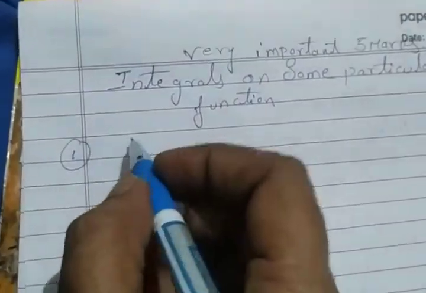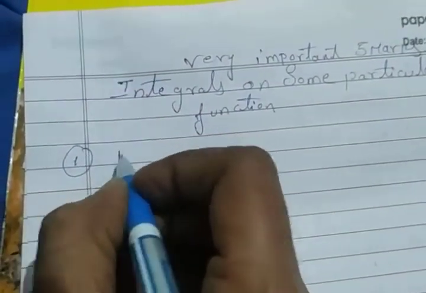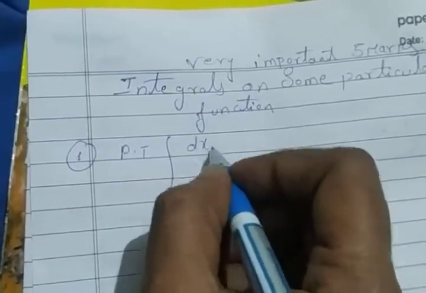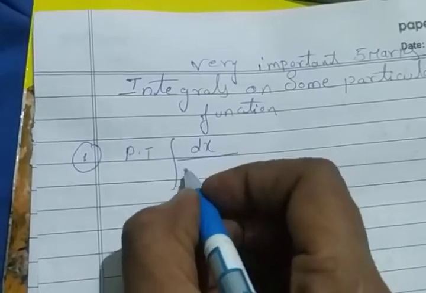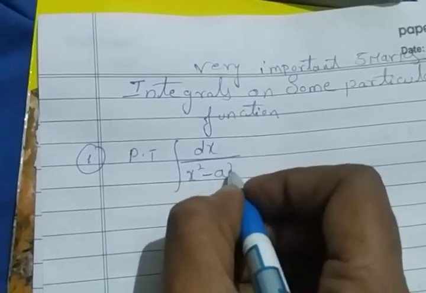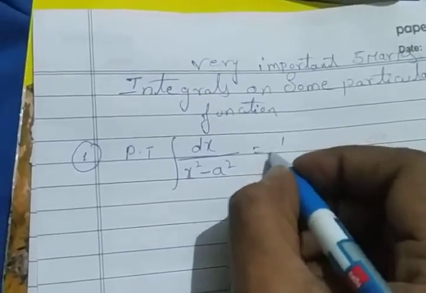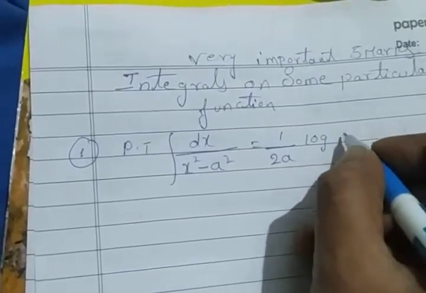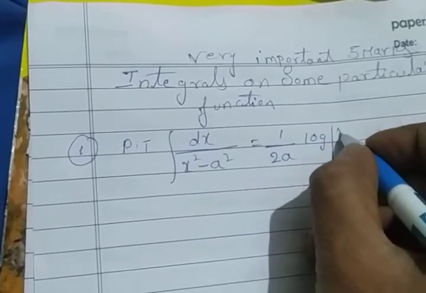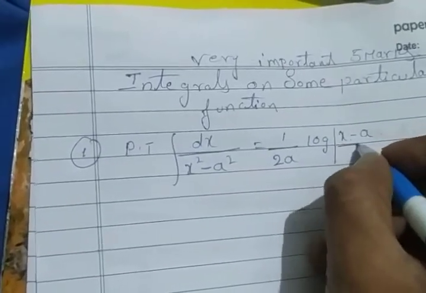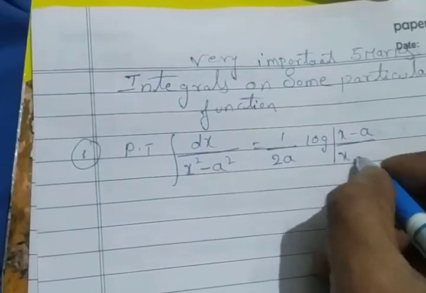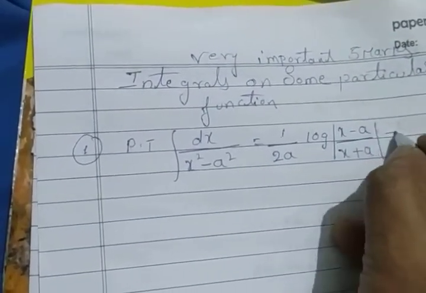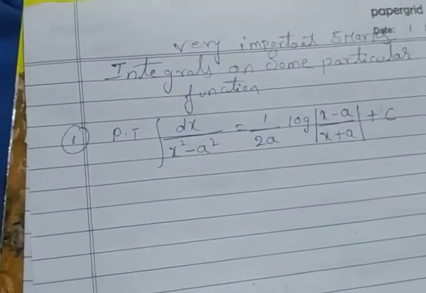The first identity, prove that integral of dx divided by x square minus a square is equal to 1 by 2a log of x minus a divided by x plus a plus c.